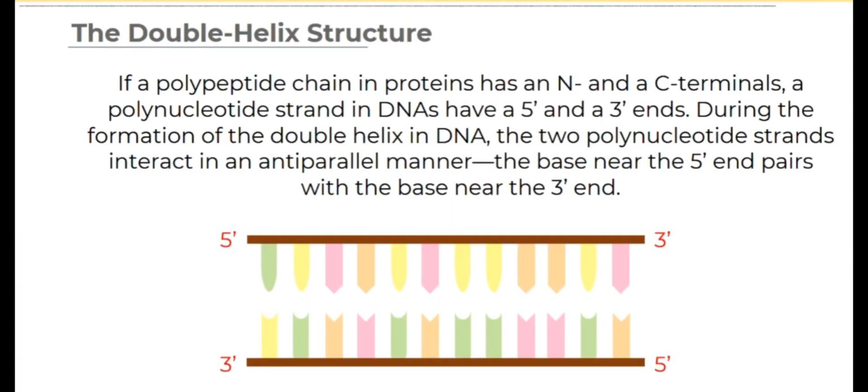The double-helix structure. If a polypeptide chain of a protein has an N and a C terminal, a polynucleotide strand and DNAs have a 5' and a 3' end. During the formation of the double helix in DNA, the two polynucleotide strands interact in an anti-parallel manner. The base near the 5' end pairs with the base near the 3' end.